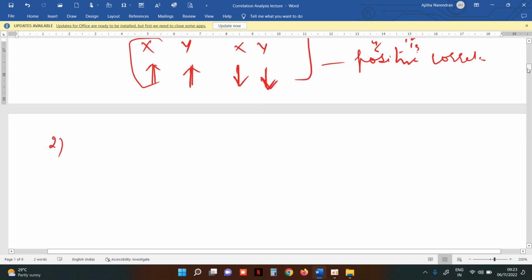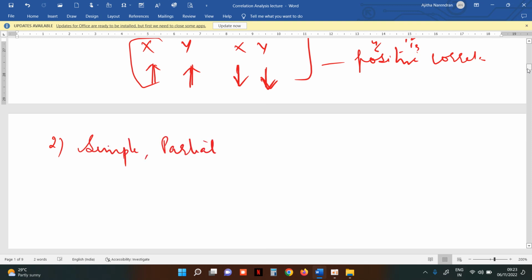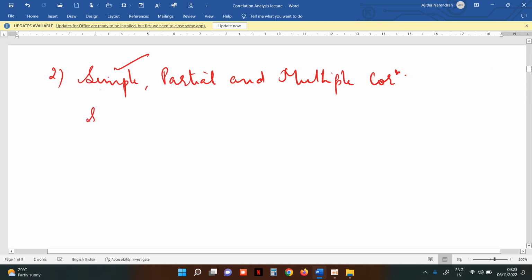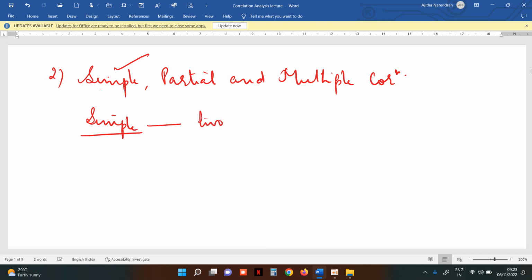Point number two: let us see the second division. Correlation may be divided into simple correlation, partial correlation, and multiple correlation. We are going to see only simple correlation as per our syllabus, but we will see the meaning of these. Simple correlation means that we study only two variables.